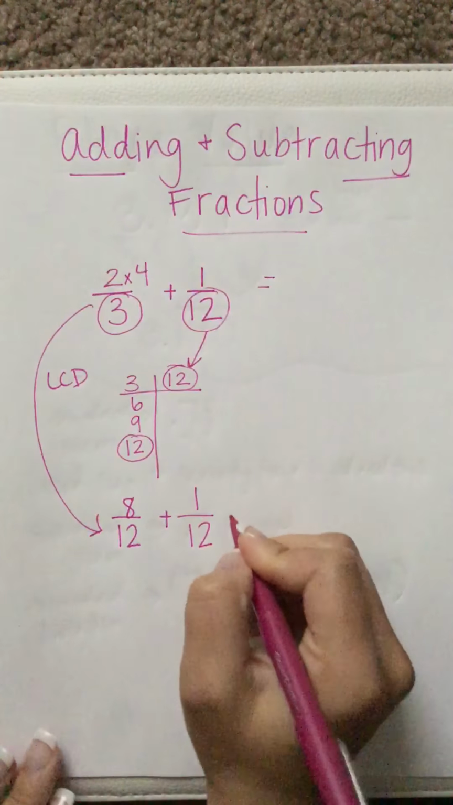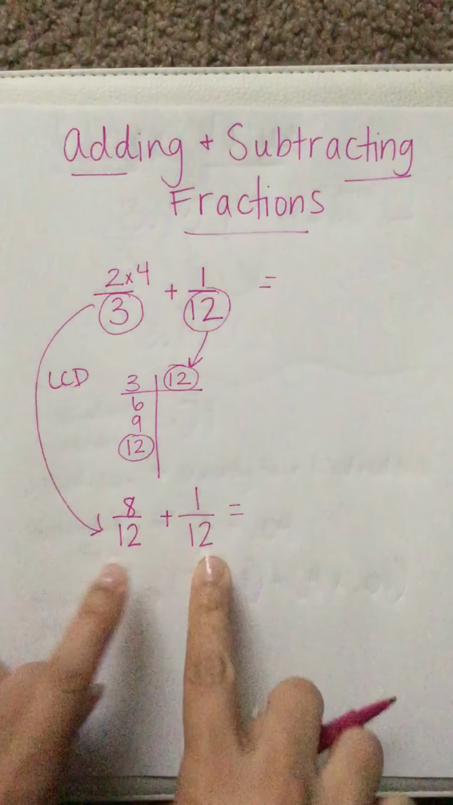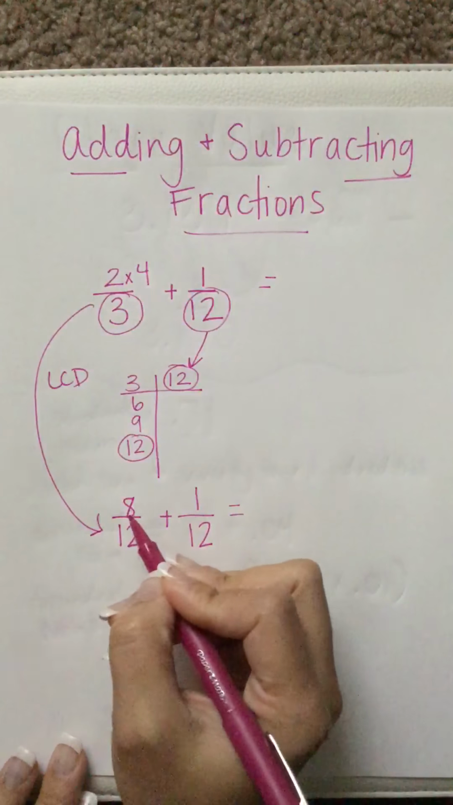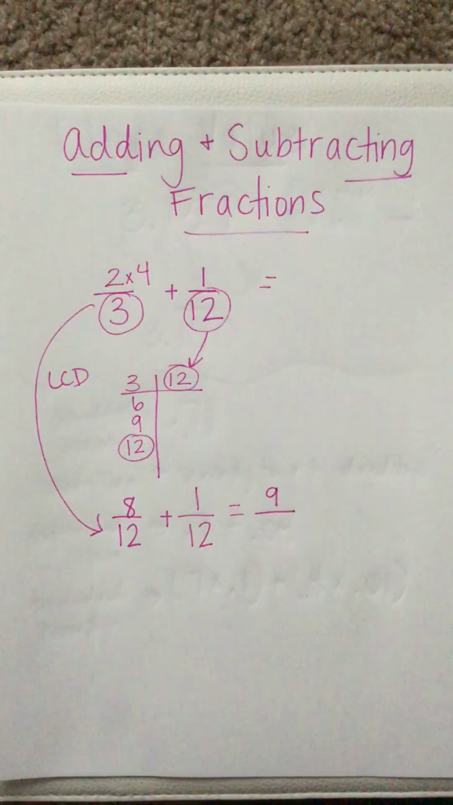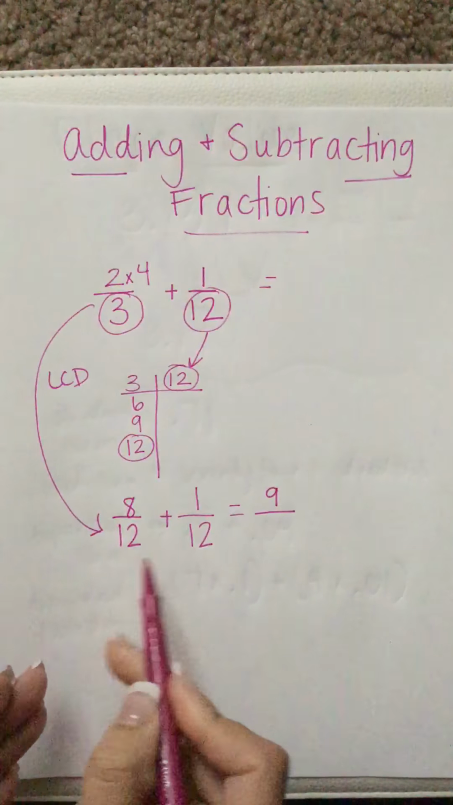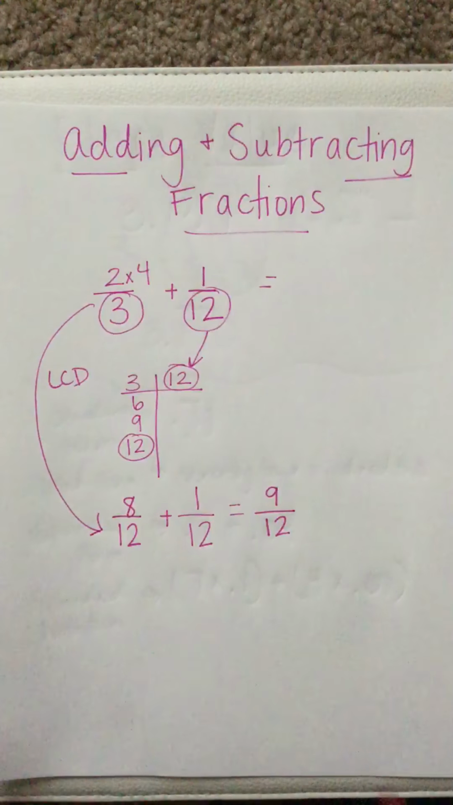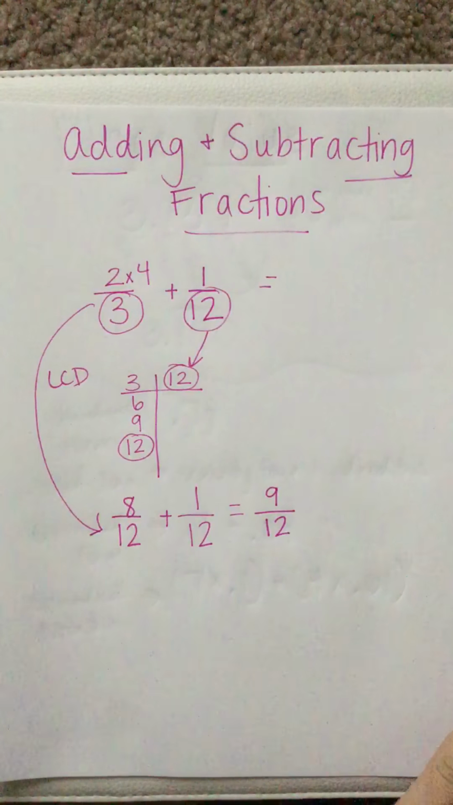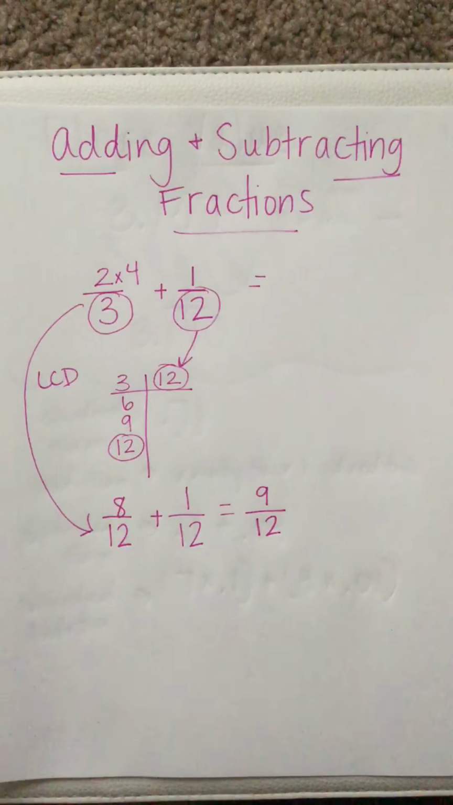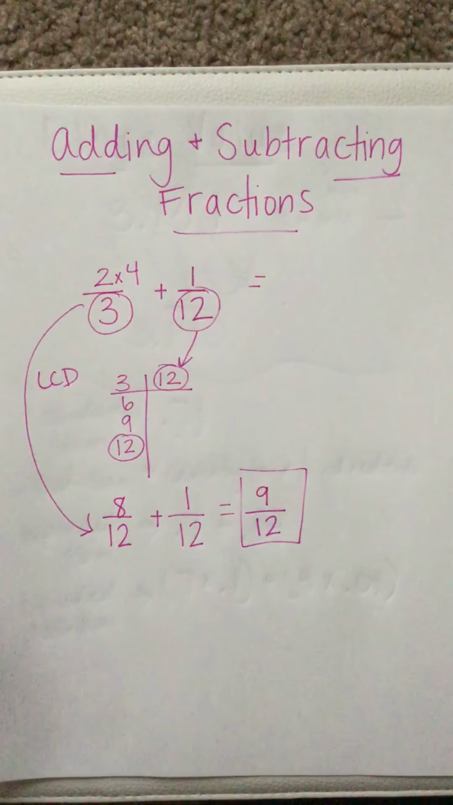Okay, so now we have two fractions with the same denominator, and we can add. You add your numerators. 8 plus 1 is 9. And when you're adding fractions, you don't add the denominators. It just stays 12. So our answer to 2/3 plus 1/12 is 9/12. If you're able to simplify, do that. But if not, keep it in this form. So 9/12 is the correct answer.